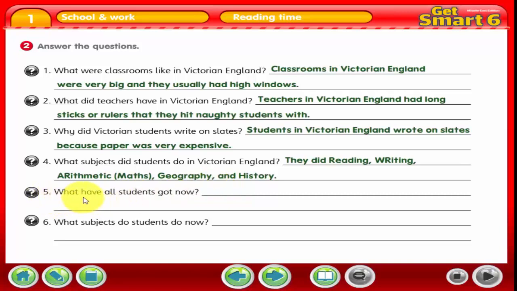Question 5. What have all students got now? الآن أو الحين ماذا لدى الطلاب؟ لديهم الكثير. They have got books. عندهم كتب. Computers, notebooks, دفاتر والكثير.